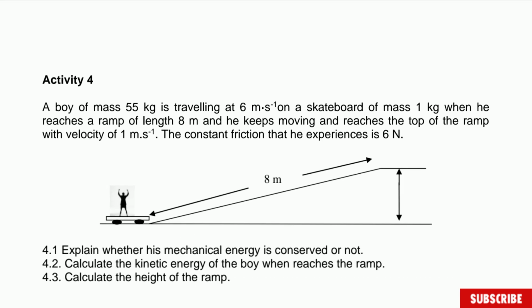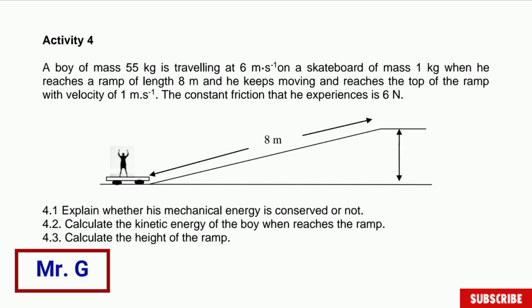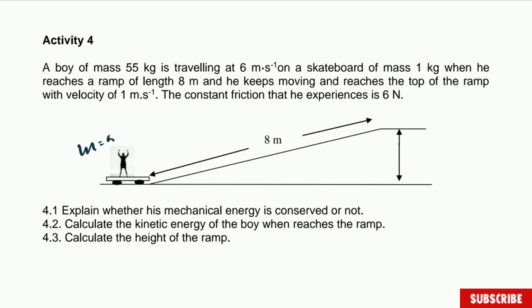Let's see question 4. We're almost done. We have 2 more questions, but they are going to be almost the same. Now, this question 4 says a boy of mass 55 kilograms is traveling. The mass of this boy is equal to 55 kilograms. It's traveling at 6 meters per second on a skateboard of mass 1 kilogram. So the mass of the skateboard, be careful with this one, is equal to 1 kilogram. I'm going to write an S there for skateboard, and a B there for boy.